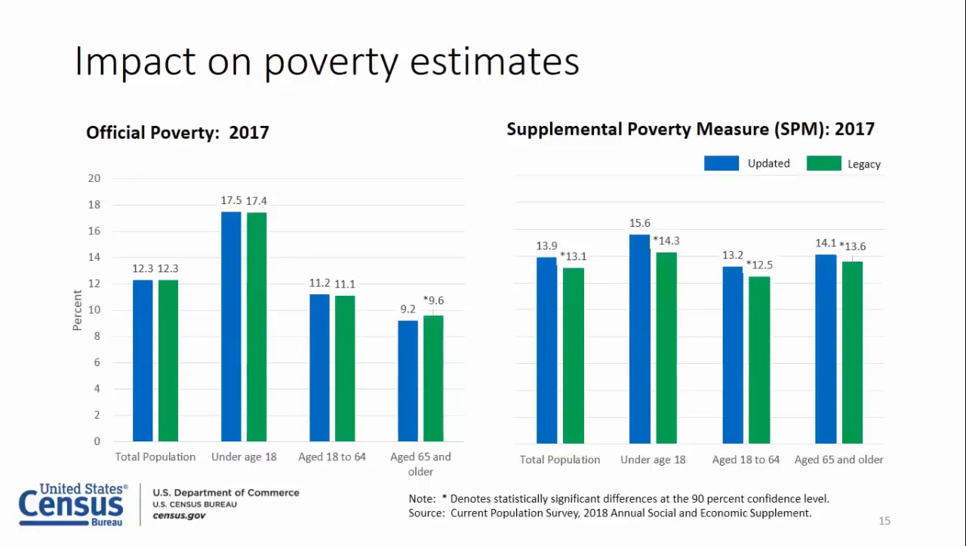The supplemental poverty measure was lower using the updated system than the legacy system for the total population and for each of the major age groups.